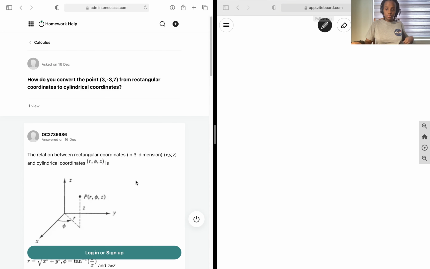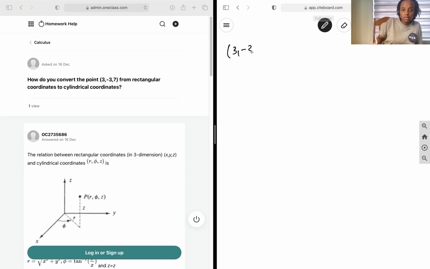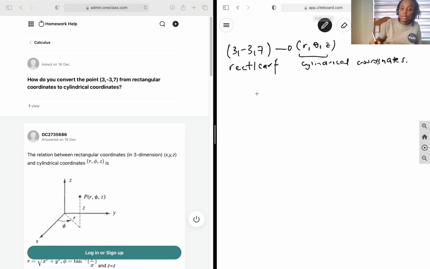Okay, so again, we're going to be doing a conversion, and we are going to be converting the point (3, -3, 7) from rectangular or Cartesian to cylindrical coordinates. And so that's going to be r, theta, z in cylindrical coordinates.